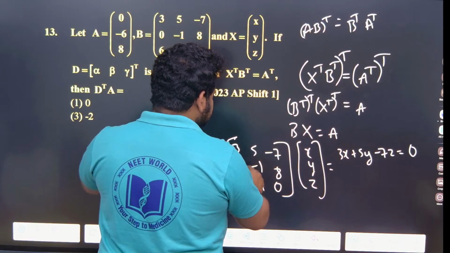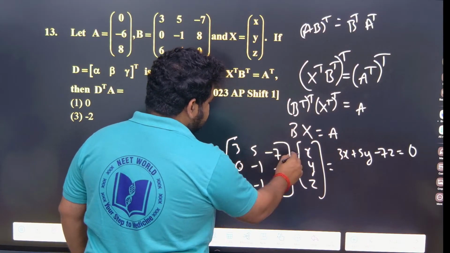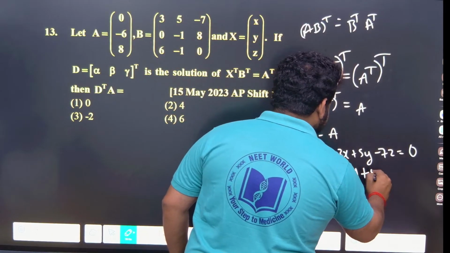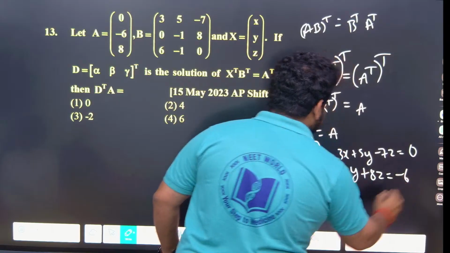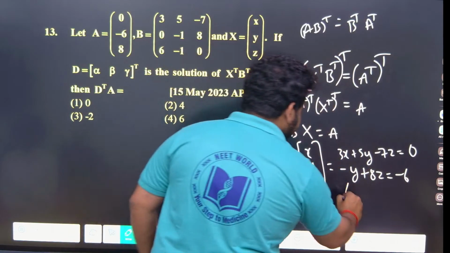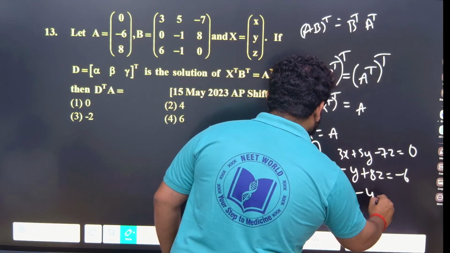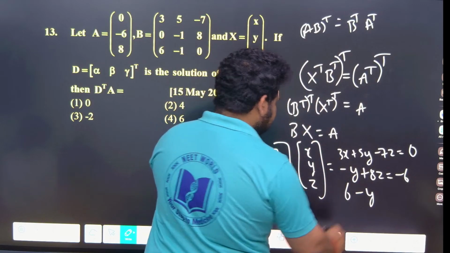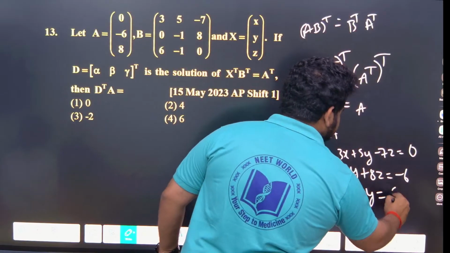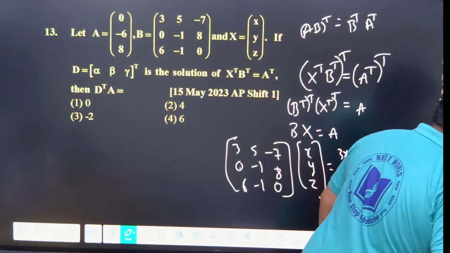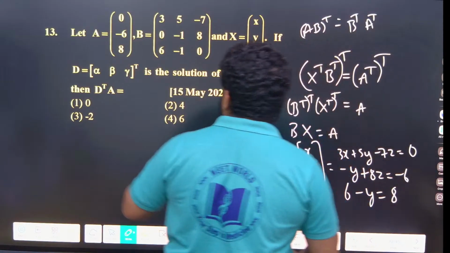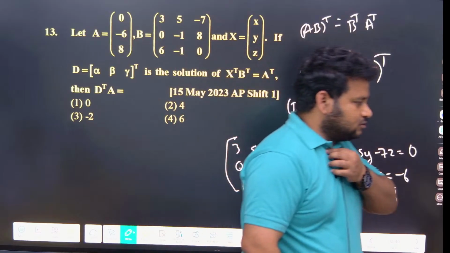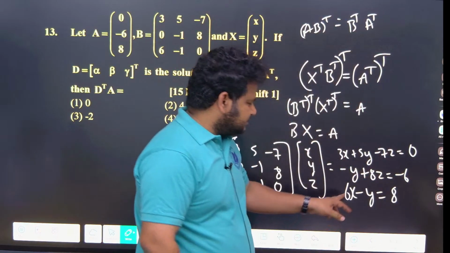Then 0 into x, 0x, minus y plus 8z is equal to minus 6. Then 6x minus y is equal to 8. Correct? 6x minus y is equal to 8. Now see here, 6x minus y is equal to 8.